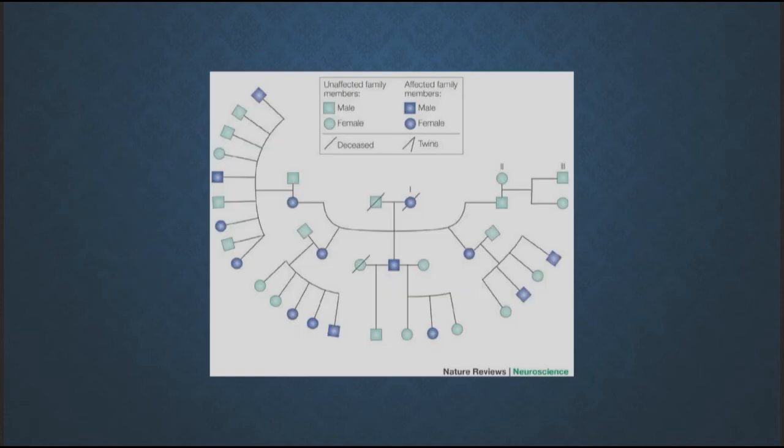And here's the pedigree of the KE family that shows data consistent with a dominant allele. About half of the family is affected, which is what you would expect from a cross between a heterozygote and a homozygous recessive.